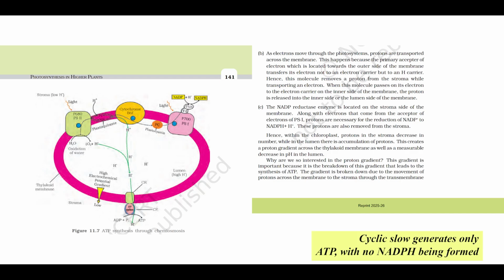Cyclic photophosphorylation generates only ATP, with no NADPH being formed and no water being split, so no oxygen is released either. Why would the plant do this? Well, it's important when the cell needs extra ATP, maybe more than NADPH. For example, the Calvin cycle, which we'll discuss next, requires more ATP than NADPH. Cyclic photophosphorylation helps meet this extra ATP demand. It can also happen when light wavelengths beyond 680 nanometers are predominant, as only PSI can effectively use that light.